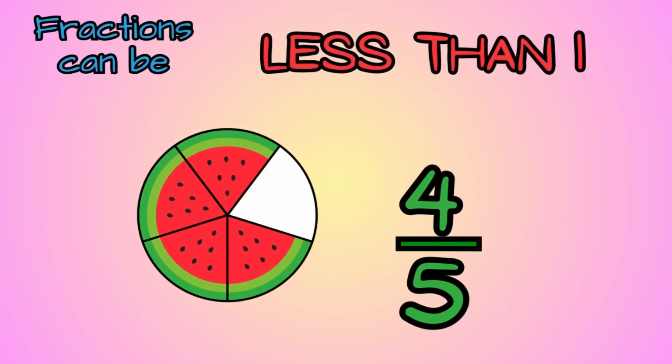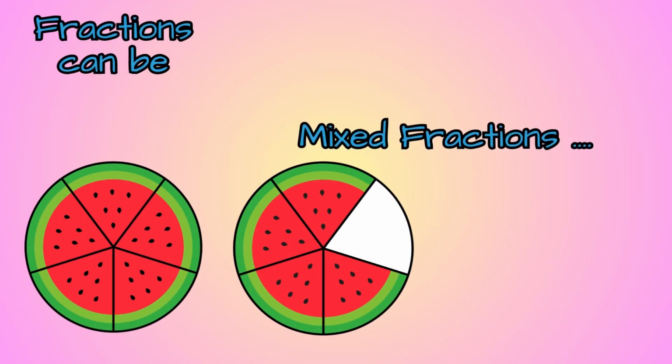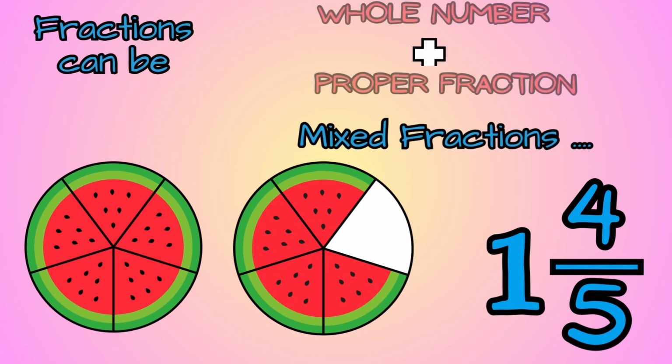We can also find fractions less than 1, and they are represented by only one whole. They are known as proper fractions. These are known as mixed fractions. They are represented with a whole number and a proper fraction.